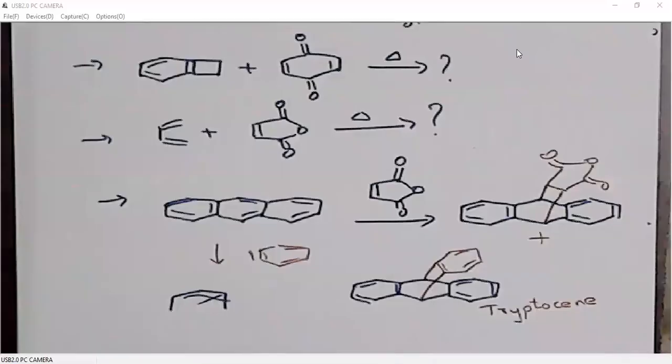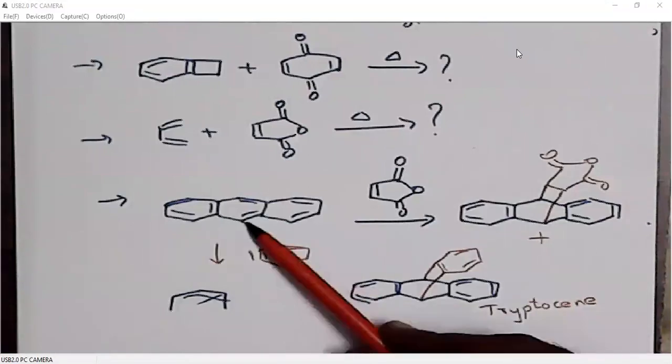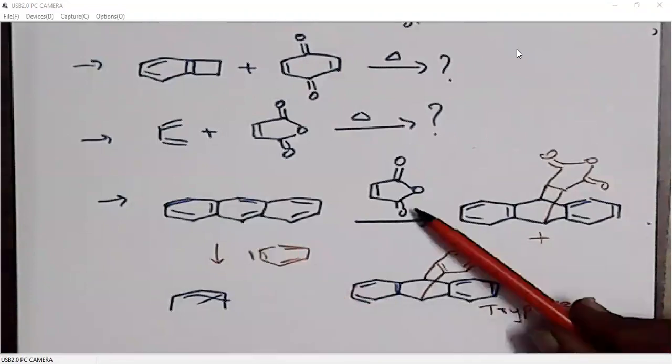So anthracene can be used in Diels-Alder reaction. Anthracene acts as a diene. When we treat this with a dienophile, the middle ring is the one where a Diels-Alder reaction occurs.